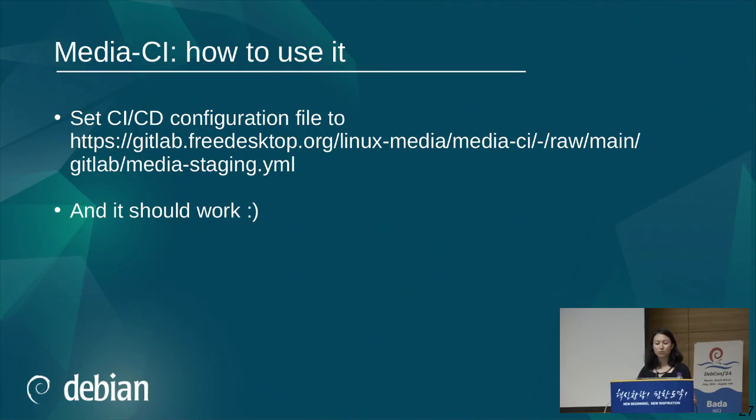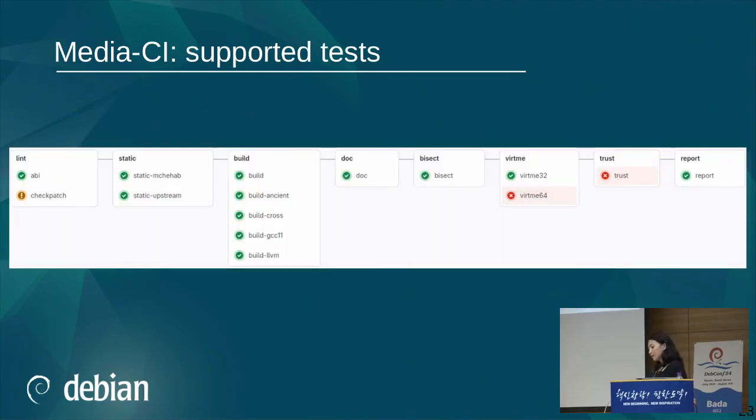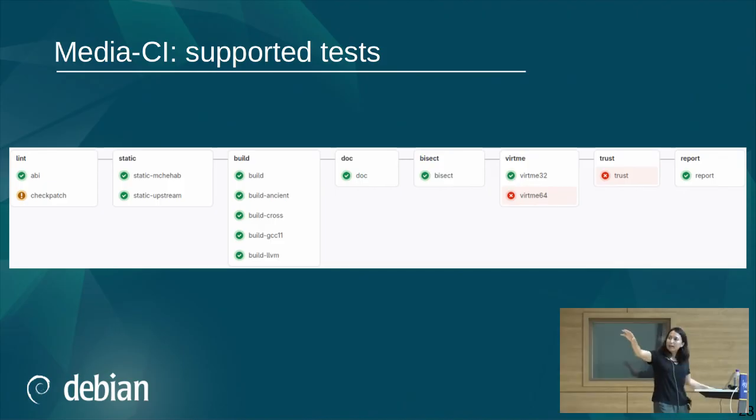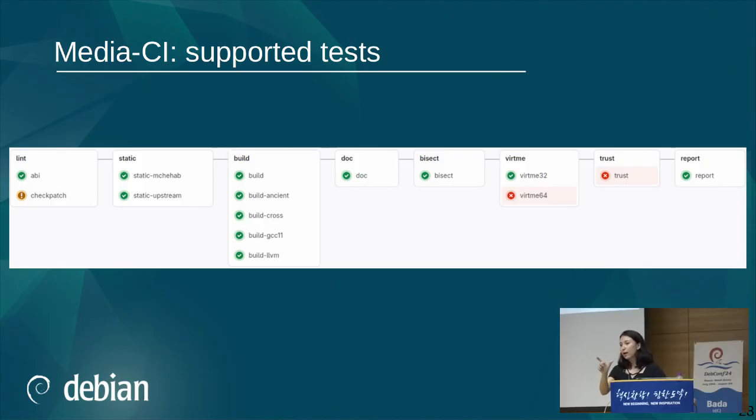So what does Media-CI support? Media-CI is a bit different from DRM-CI, in the sense that the focus of DRM-CI is to test on real hardware. But Media-CI is doing something a bit different. They are focusing on linting, on static checks. So the static jobs there check several things. If you were in my workshop, you probably executed checkpatch. So it uses checkpatch and several other tools that will see if you are using deprecated functions, for instance, and other things.